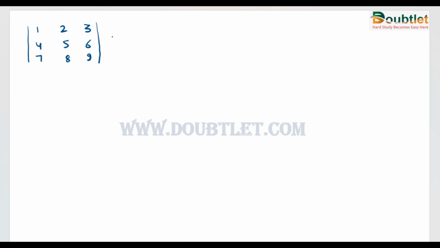So suppose we need to find the minor for the first row and first column, meaning this element. What we need to do is remove this row and this column, and find the determinant of the remaining matrix. So we can write this as the determinant of 5, 6, 8 and 9. If we solve this, we cross multiply and subtract. This will become 45 minus 48. So what we will get? This is minus 3. This is the value of M11.